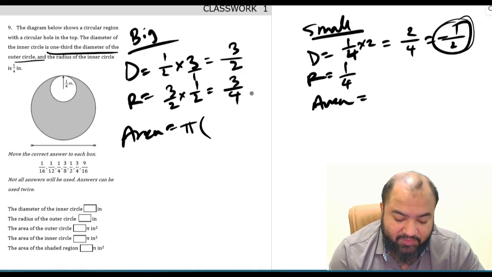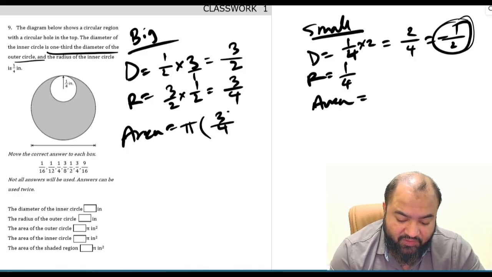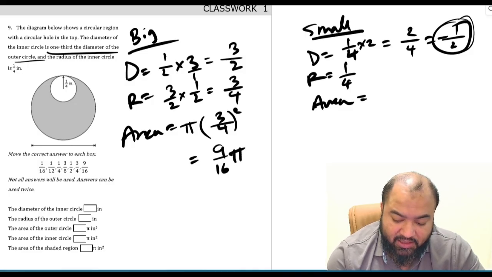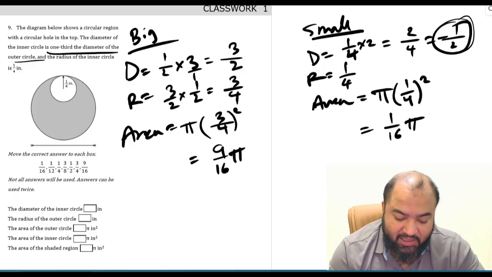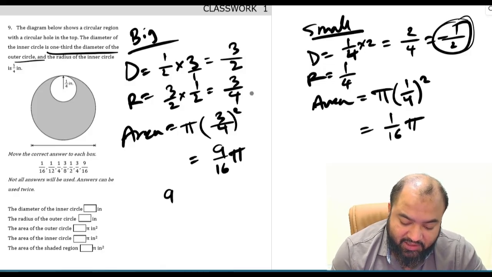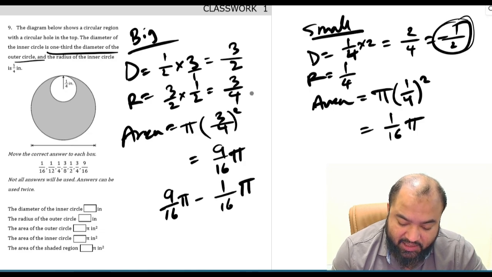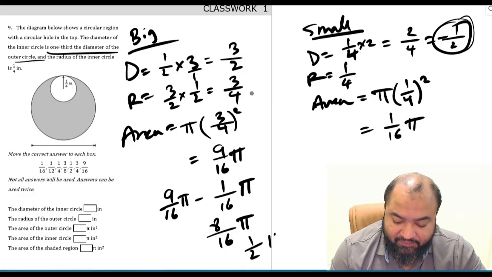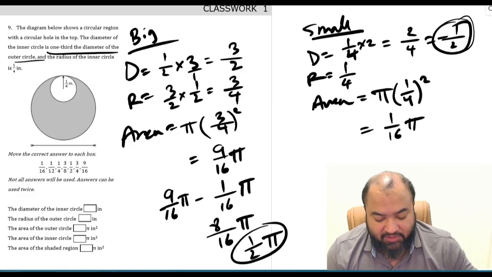And the area will be pi times 3/4 squared. So that's 9/16 pi. This one will be pi times 1/4 squared. So that's 1 over 16 pi. And the shaded, I'm assuming that's what it's going to come down to, 9 over 16 minus 1 over 16 pi. So that's 8 over 16 pi. That's half pi. Now let's fill out the blanks.